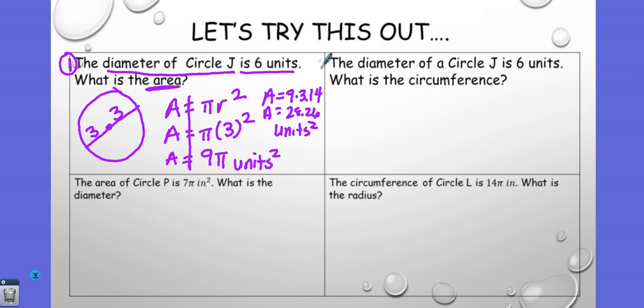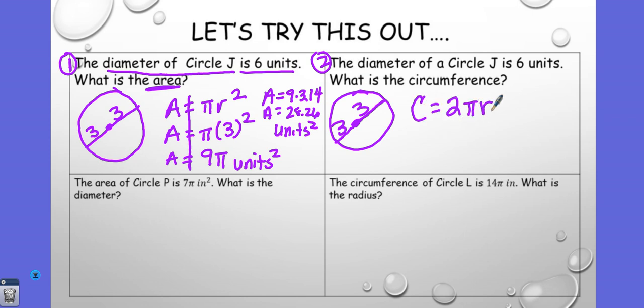Okay, let's go to number 2. It says the diameter of the circle is 6 units. What's the circumference? This is the same picture, but if you want to, go ahead and draw another picture, because on your test, you need to get used to drawing pictures. There's my circle, and it's asking me what's the circumference. So it wants me to find the outside. So here's C equals 2 pi r, and you need to make sure you read carefully.